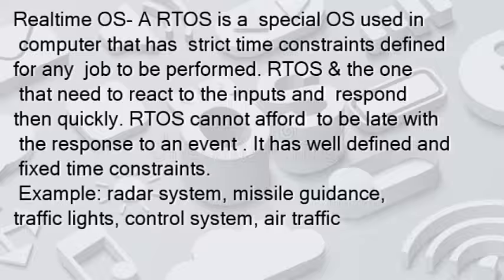Examples of this type of system are radar systems, missile guidance, traffic light control systems, air traffic, and medical imaging systems. Everywhere these things are used, we use a real-time operating system. Now, the real-time operating system is divided into three categories: hard RTOS, soft RTOS, and firm RTOS. Basically, RTOS is real-time operating system. So these are the three types into which it is divided.